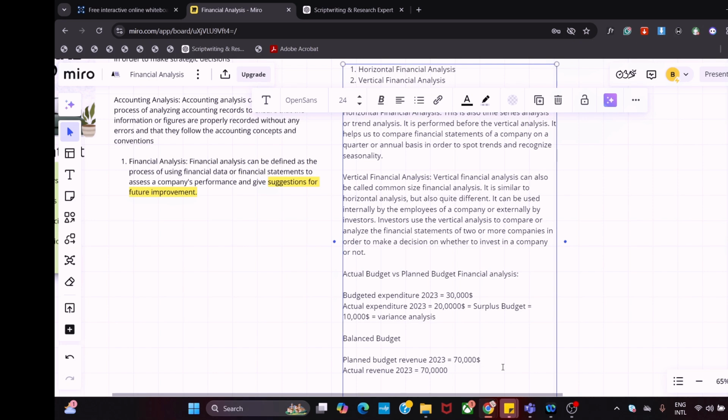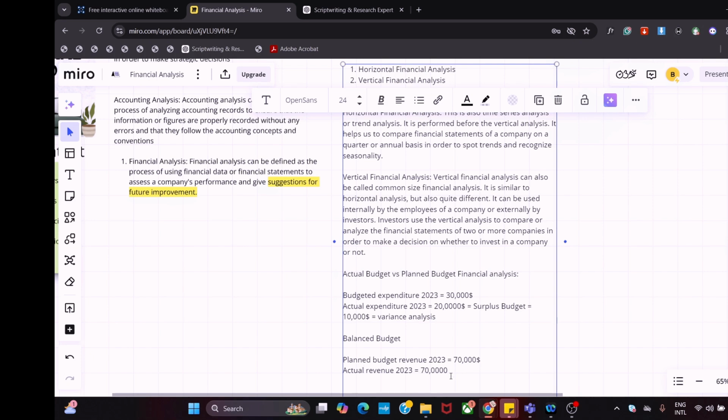In any type of accounting, we treat the break-even point, where the company did not make any profit or incur any loss. It's called the break-even point, but now we are talking about balanced budgets. As you can see, planned budgeted revenue was $70,000, and the actual revenue was also $70,000. So there is no difference between the planned budget and the actual budget. This is what we call a balanced budget.